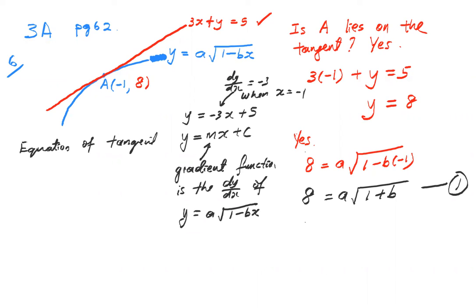Did you all try the review set? Have you got the answer? What is the value of A and B?